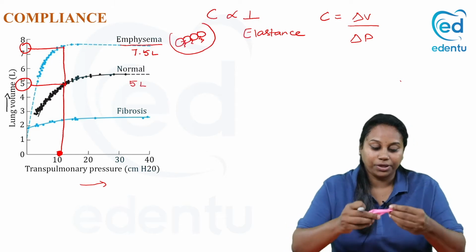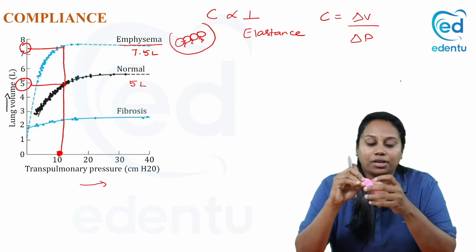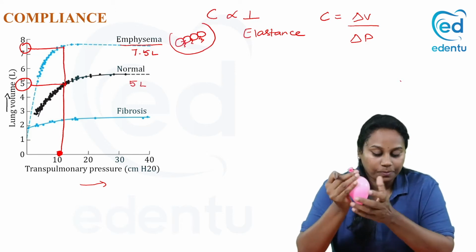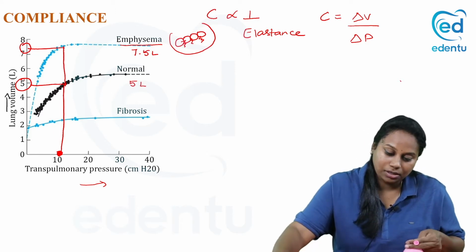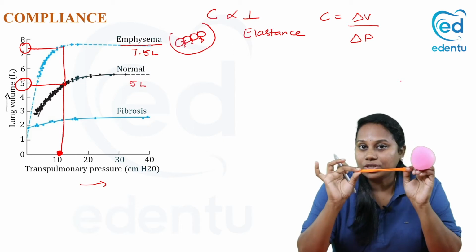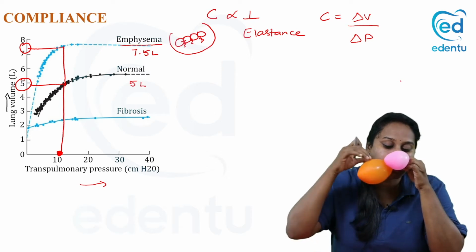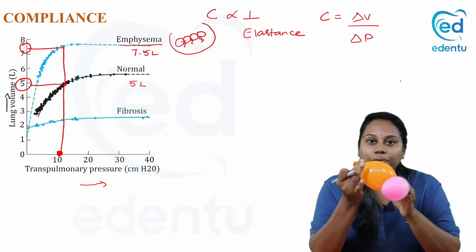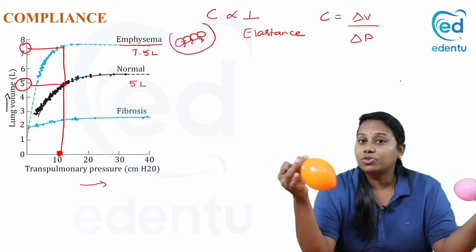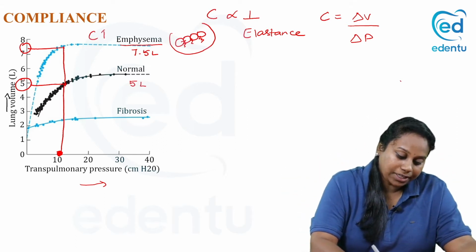So let's take this pink balloon which indicates normal compliance. I'm going to apply the same pressure for all three conditions. See the change in volume. So this is normal compliance. Now let's take this orange balloon which indicates emphysematous lung. I'm going to apply the same pressure, same 10 centimeter of water. Look at the change in volume. It is more. So what does this tell you? This orange balloon is able to expand more. It is able to stretch more. So its compliance is more. So in emphysema, compliance increases.